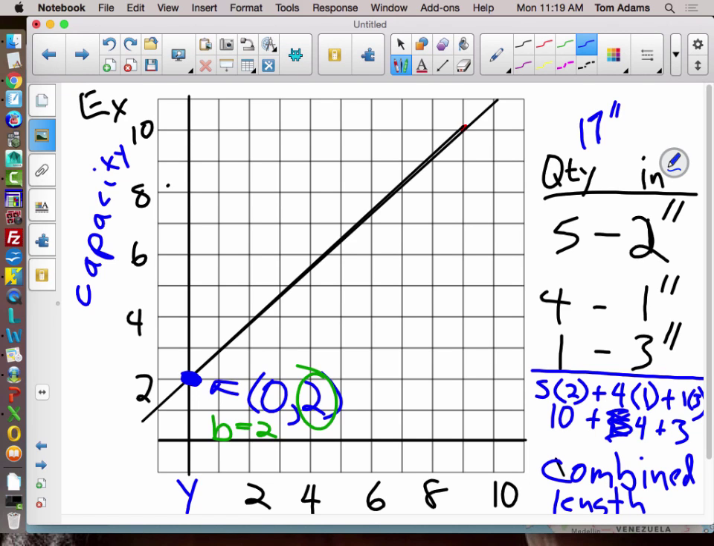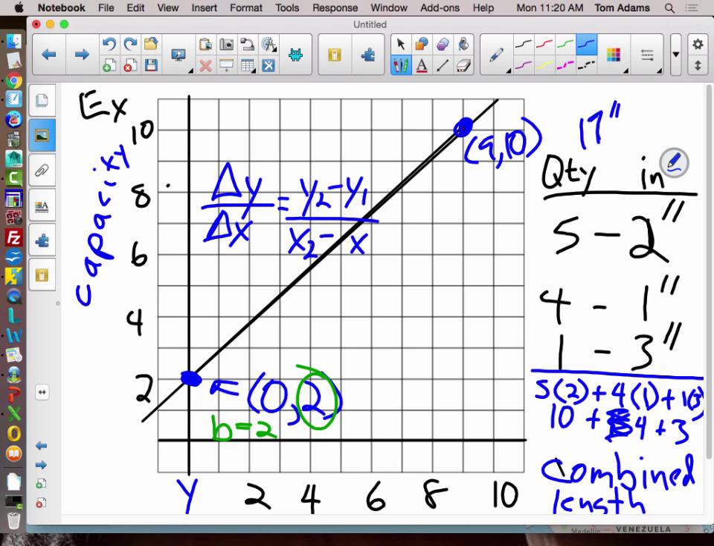All right. Now the rise over run, this point right here is actually (9, 10). So, delta y over delta x is y sub 2 minus y sub 1 all over x sub 2 minus x sub 1. Is there anybody in here that does not know what I've written on the board?